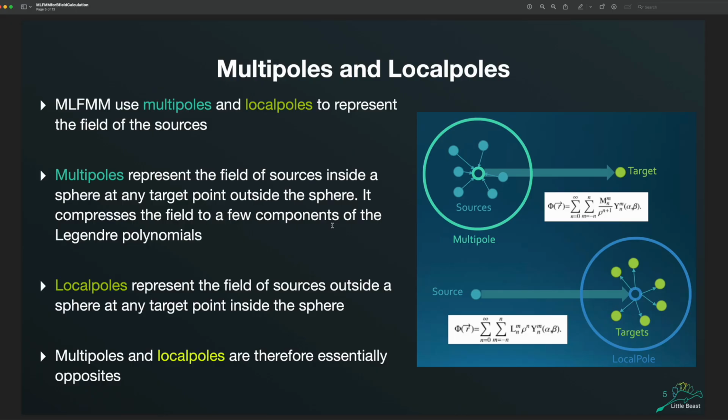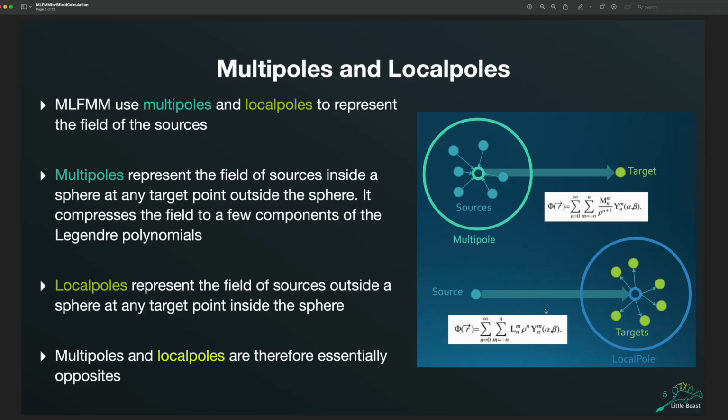There's multipoles and local poles in the multipole method, and these are used to represent the field of the sources. So a multipole represents the field of a source inside a sphere, here on the right, at any target point outside the sphere. So the field of this one on this target. And so it compresses the field into a few components of the Legendre polynomials.